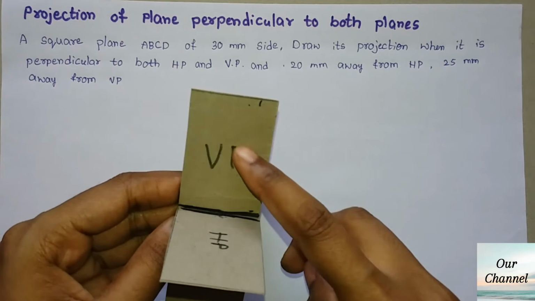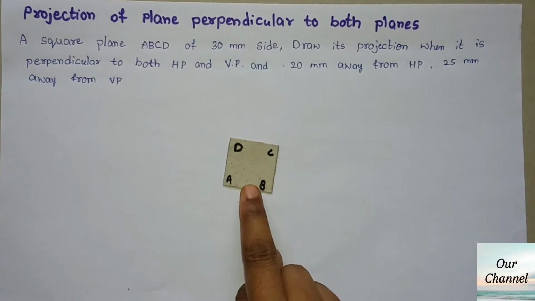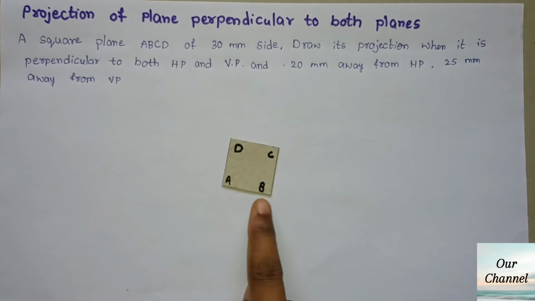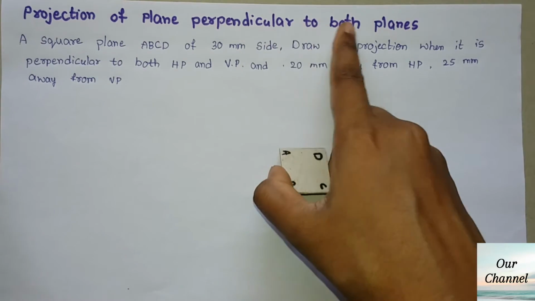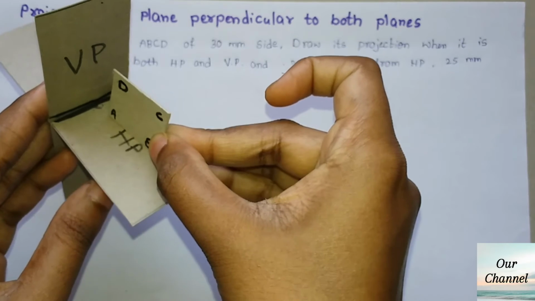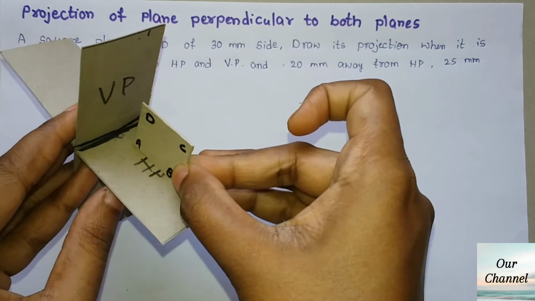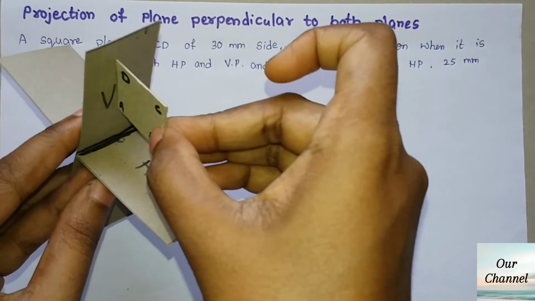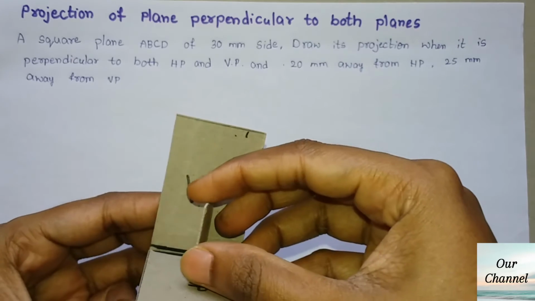This is the vertical plane, this is the horizontal plane. This is the square plane ABCD of 30 mm side. So it is perpendicular to both HP and VP. It will look like this when it is perpendicular to both planes. Perpendicular to VP and perpendicular to HP.